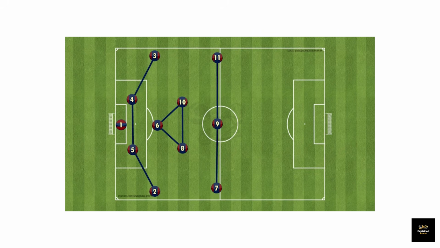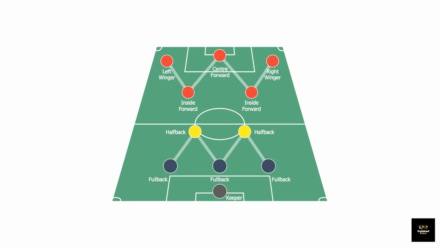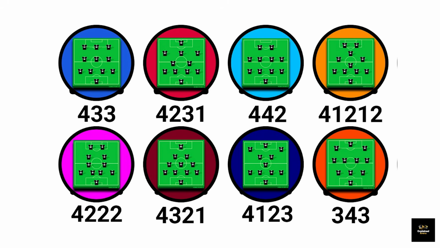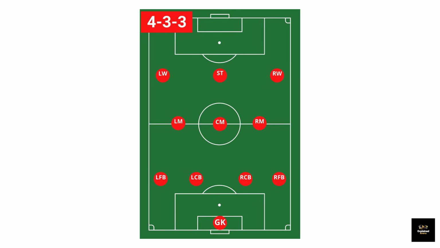Formations describe how a team is arranged on the pitch, specifically how many defenders, midfielders and attackers they use. They're usually written as numbers, such as 4-3-3 or 4-4-2. For example, a 4-3-3 means 4 defenders, 3 midfielders and 3 attackers. The goalkeeper is never included in the numbers because they always occupy the same position.